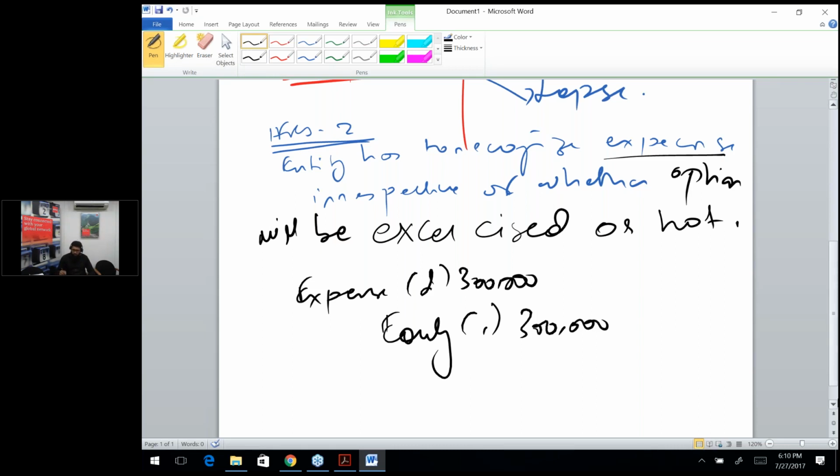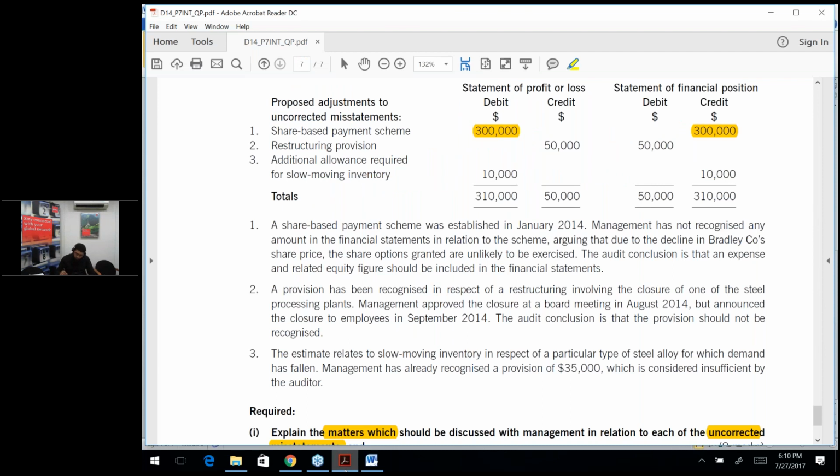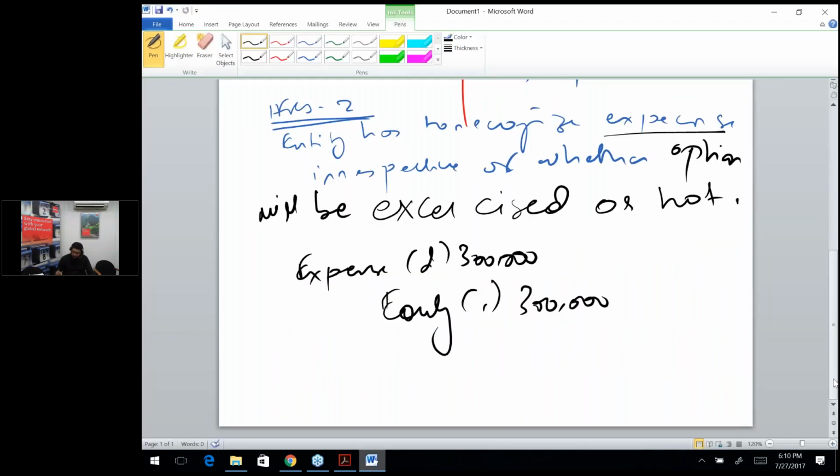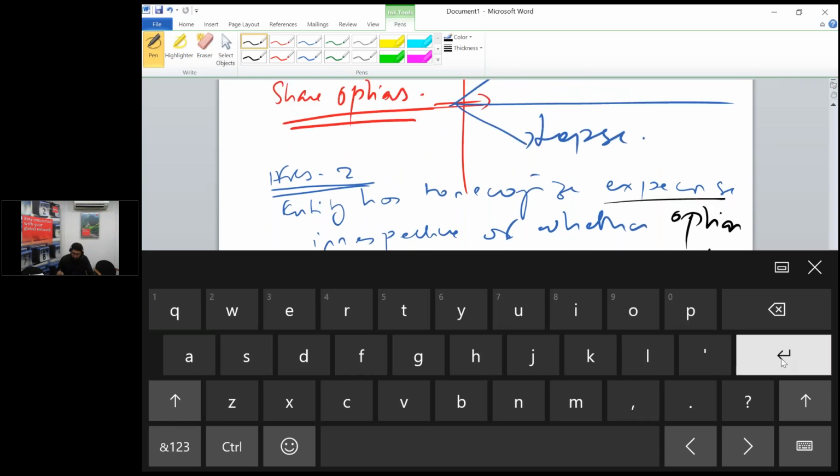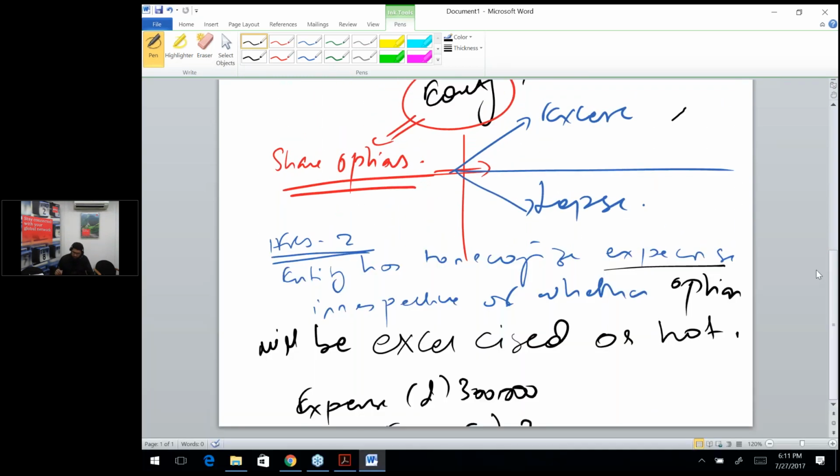Now the management is of the view that due to the decline in the Bradley Company's share price, the share options are unlikely to be exercised. The audit conclusion is that an expense and related equity figure should be included. So I'm going to talk about how exactly you should talk to the management with respect to this. The way you should talk to the management is going to be like this.